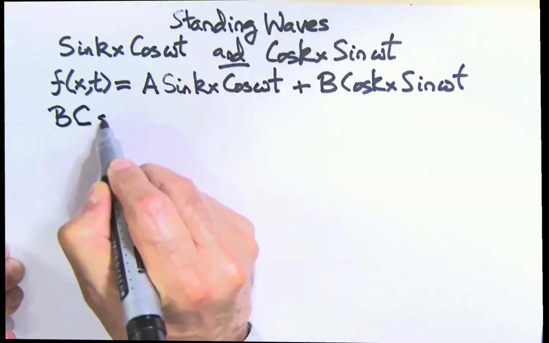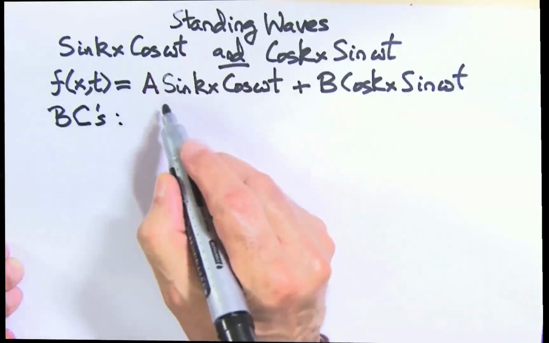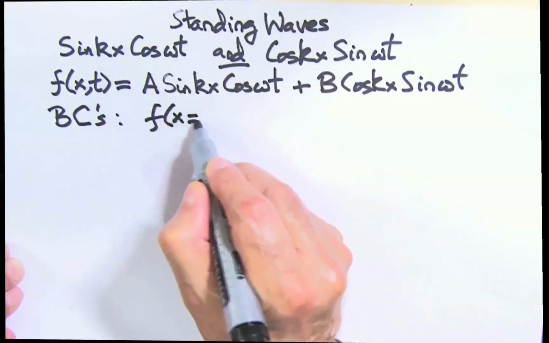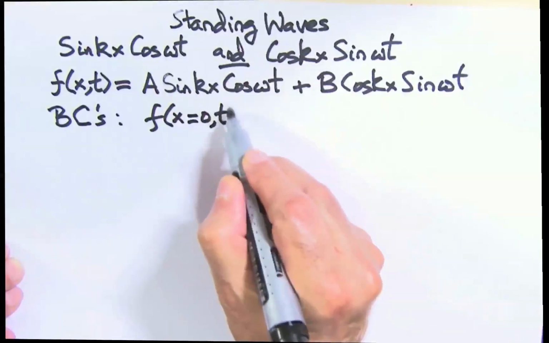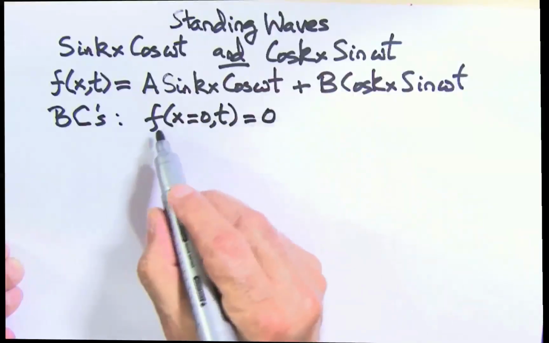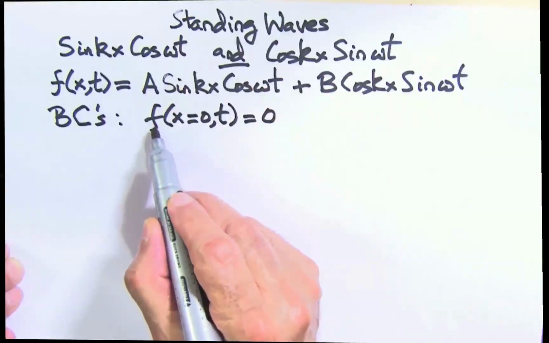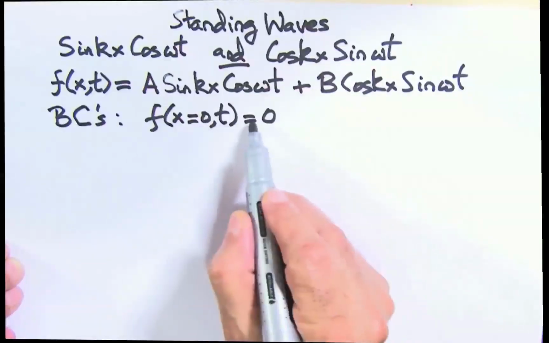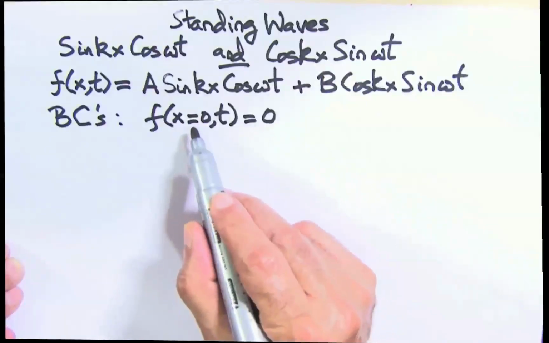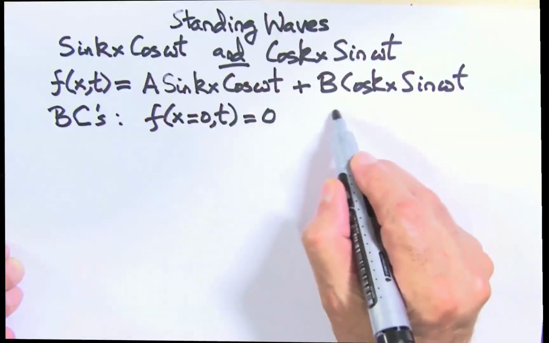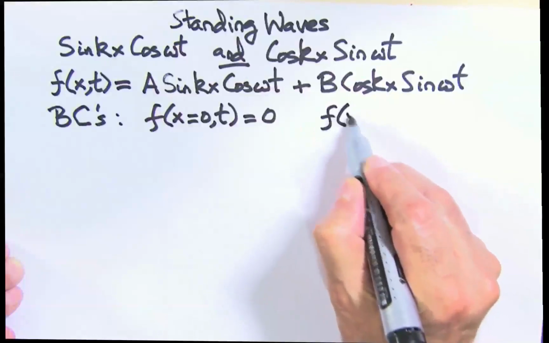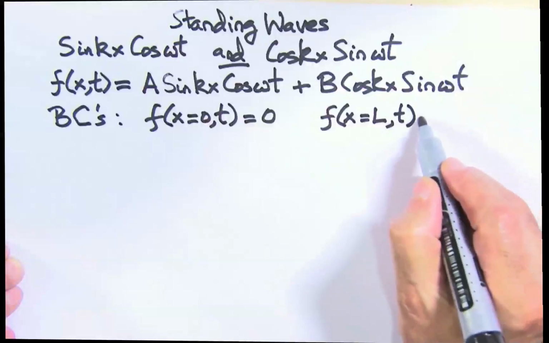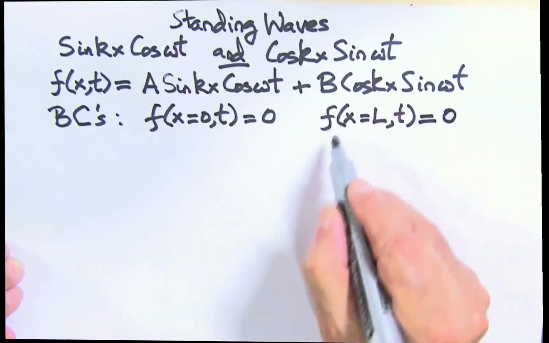So this is a solution of the wave equation, but now we have to make the solution obey the boundary conditions. What are the boundary conditions? Well, on the left side, that is to say at x equal to 0, for all times, the string is held fixed. So f is 0. There's no transverse motion at x equal to 0. Similarly, on the right side, that is to say at x equal to L, for all times, there is also no motion.